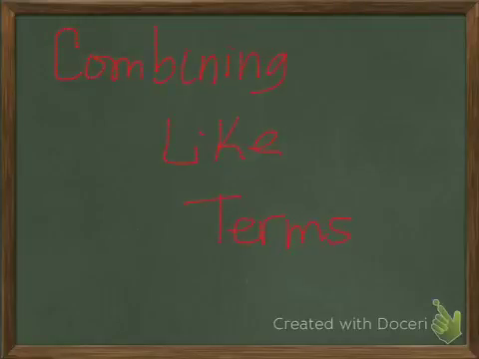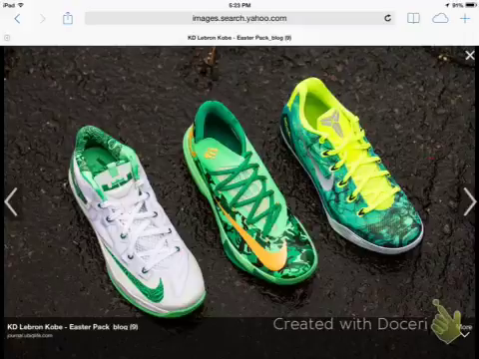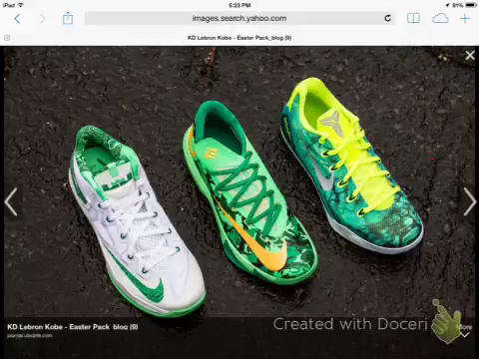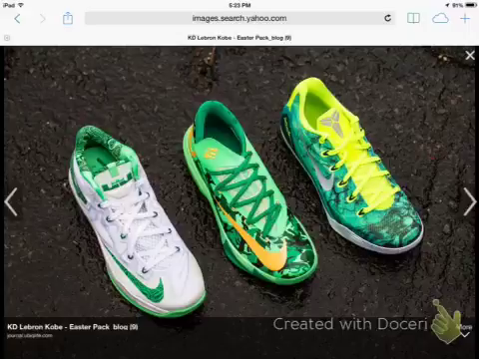Today we're going to look at and review combining like terms, because you guys did this last year in 7th grade. Okay, let's look at some real life examples of combining like terms. Now, when I say like terms, those are basically like items. So for my example here, I have shoes, because I know in middle school most of y'all are shoe fanatics. So I have a pair of LeBrons, KD, and then Kobe's.